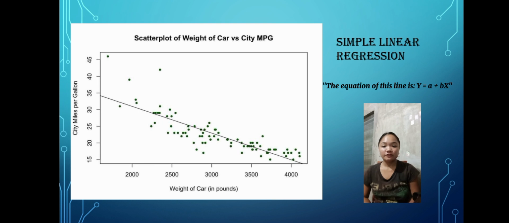Simple linear regression involves only one independent variable. The goal is to find the equation of a straight line that best predicts the dependent variable. The equation is y equals a plus bx. Y is the dependent variable, the prediction. X is the independent variable. A is the intercept, where the line crosses the y-axis. B is the slope, how much y changes for every 1 unit change in x.